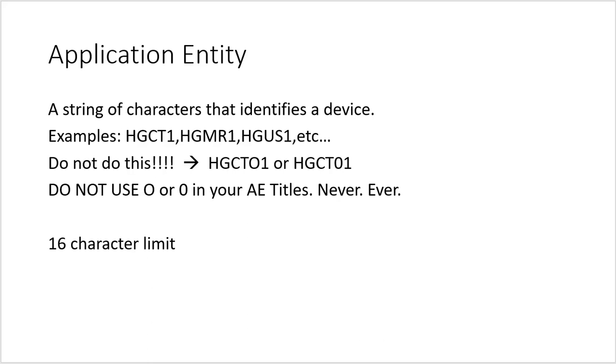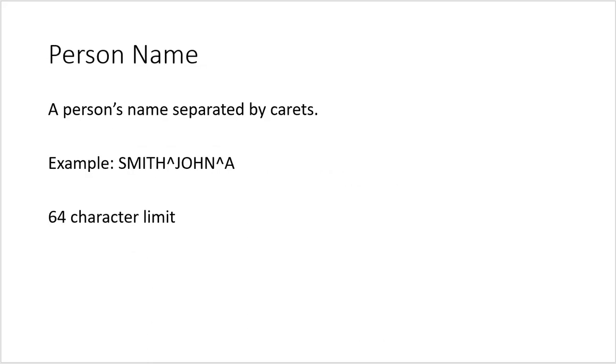So really important, do not use the letter O or the number 0 in your AE titles. Never, ever do this. Okay? For example, mammo. If you type mammo 1 as an AE title, is that the letter O and the numeral 1? Or is it mam, numeral 0, number 1 in your AE title? It can get really confusing. And so application entity has a 16-character limit. You can't go beyond 16 characters when you're making an application entity name.